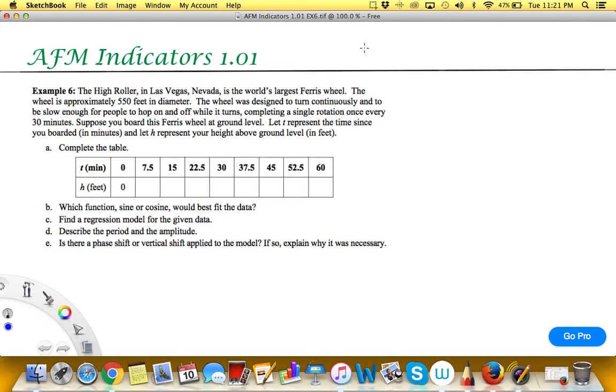We're working with the Advanced Functions and Modeling Indicators, Standard 1.01. This standard is talking about different types of functions. And so let's get right into it.